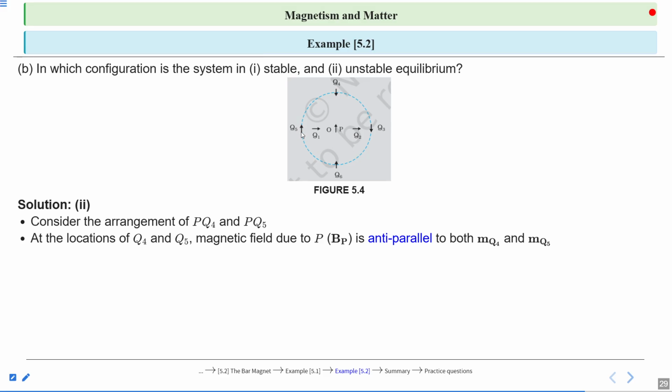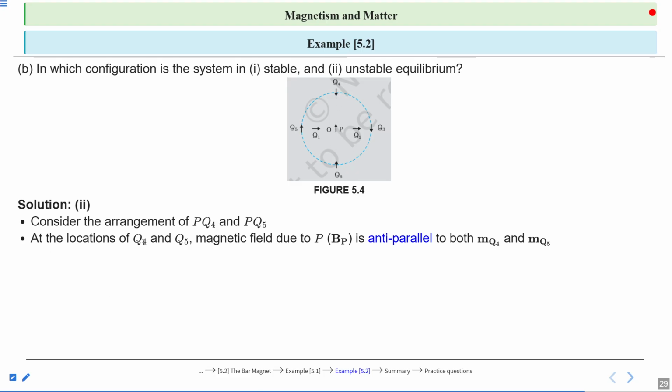So the magnetic field at the location of Q5 is opposite to the magnetic moment MQ5, meaning they are anti-parallel. Also, the axial field is in the same direction as the magnetic moment, so it is in the upward direction, but Q4 is in the downward direction. So the magnetic moment of Q4 is anti-parallel to the magnetic field produced by P.